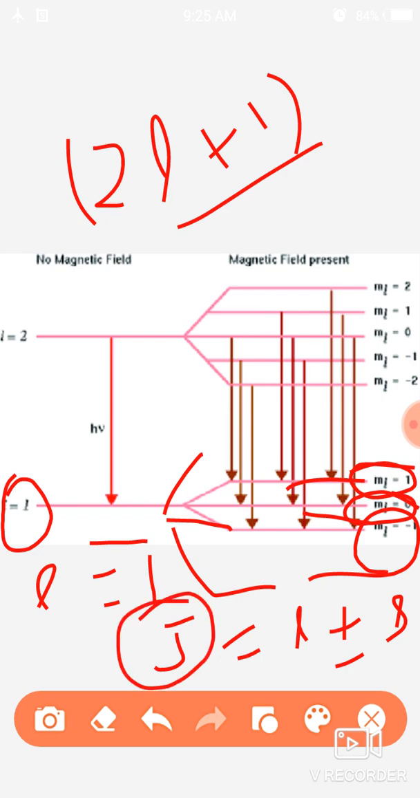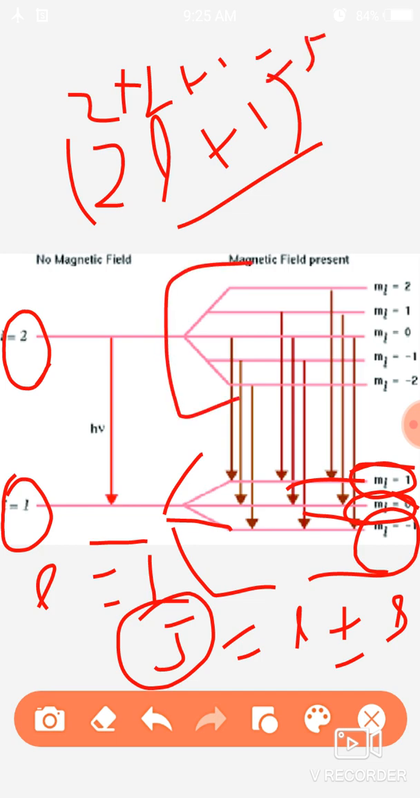On the other hand, the upper energy level, for L equal to 2, splits into 2 times 2 plus 1, equal to 5 new energy levels. This is called the Zeeman effect. Let me delete all these configurations.